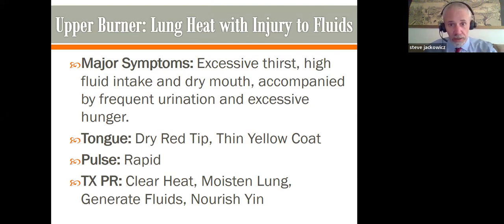So first, upper burner. Where do we do this? We can do this on bladder 13, bladder 15, back shu point for lung, back shu point for heart. We can do this on Ren 17. We could do this on lung 1. We could do this on Ren 14. Those are major areas to affect the upper burner to work that technique. Okay, so far so good.